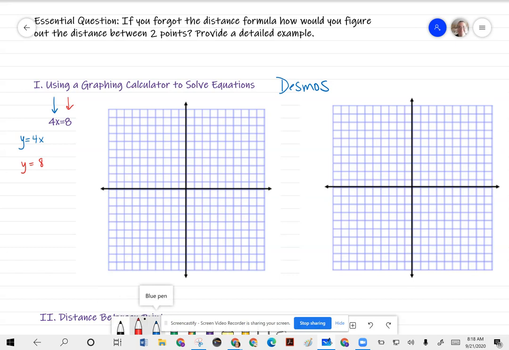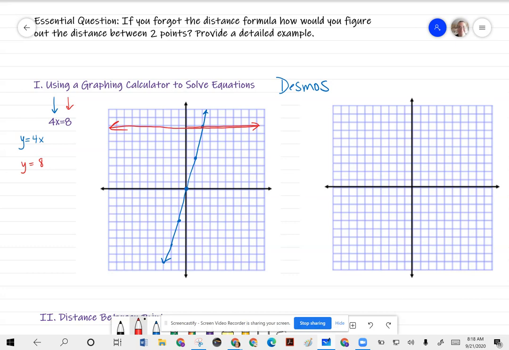So if I were to graph y equals 4x, I put that here: up 4 over 1, up 4 over 1, and going down, down 4 over 1, down 4 over 1. Just going to quickly sketch that graph. And then I'm going to say y equals 8. So let me go to the red, and then we've got 1, 2, 3, 4, 5, 6, 7, 8, and that's a horizontal line.